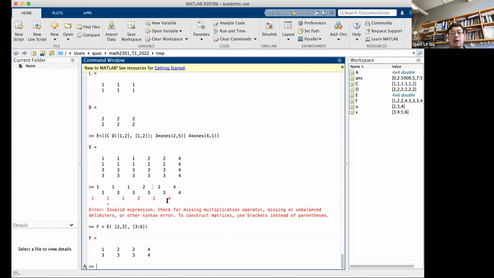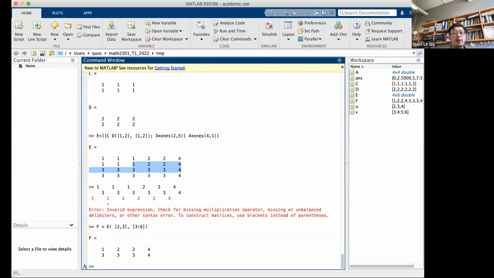Yeah. So you see that is the matrix E. So we just put it in here, and for the matrix E, you just take rows 2 and 3, and then columns 3 to 6. Okay. So you take rows 2 and 3, columns 3 to 6. You got only this: 1, 2, 2, 4, 3, 3, 3, 4. Okay.